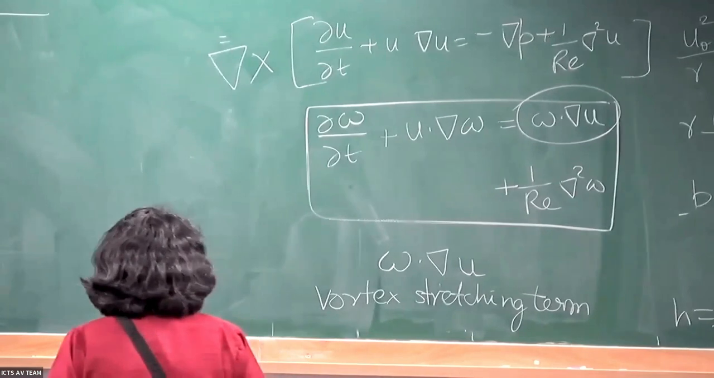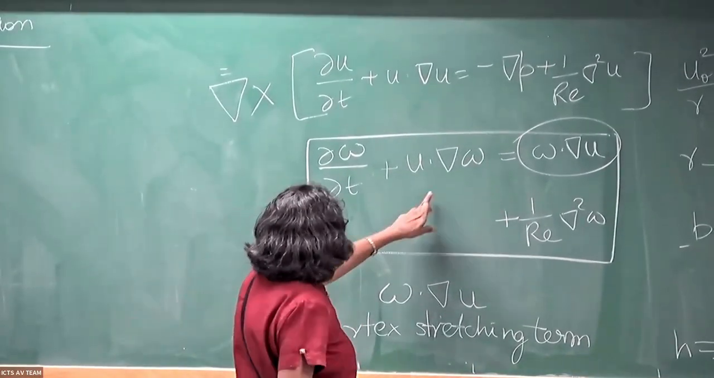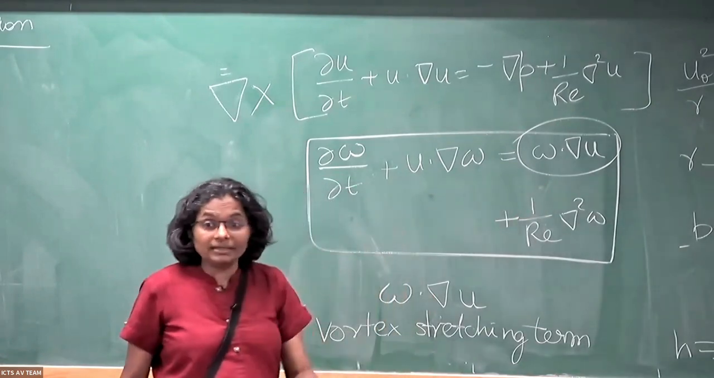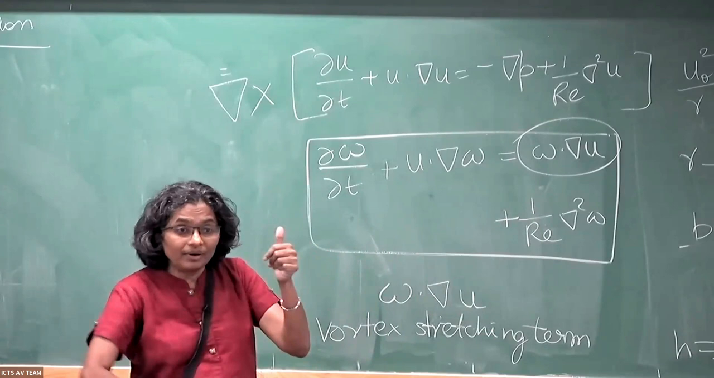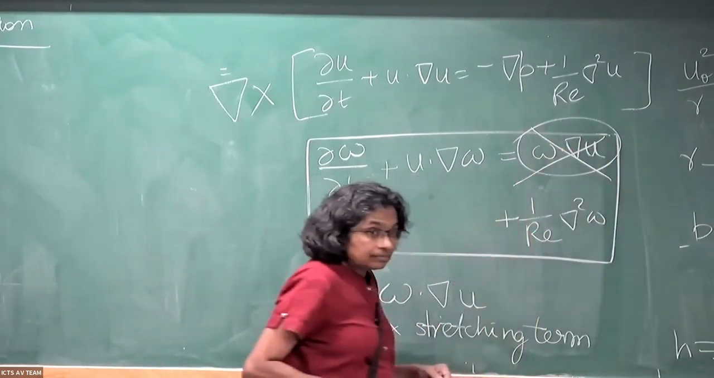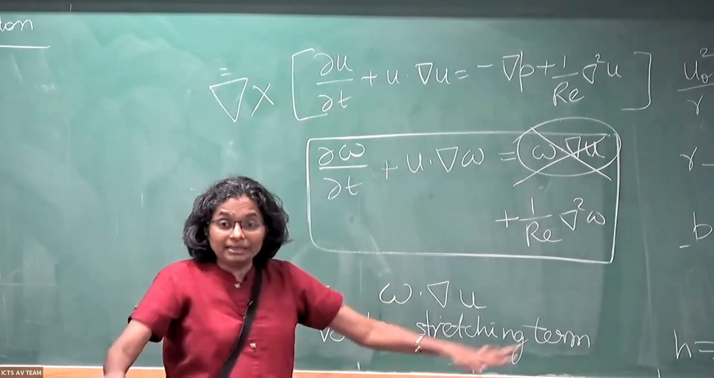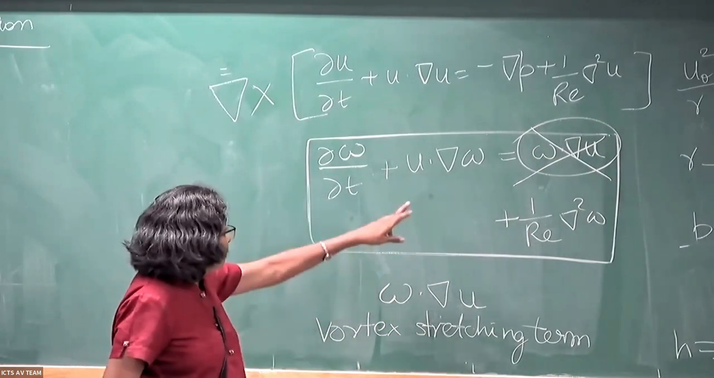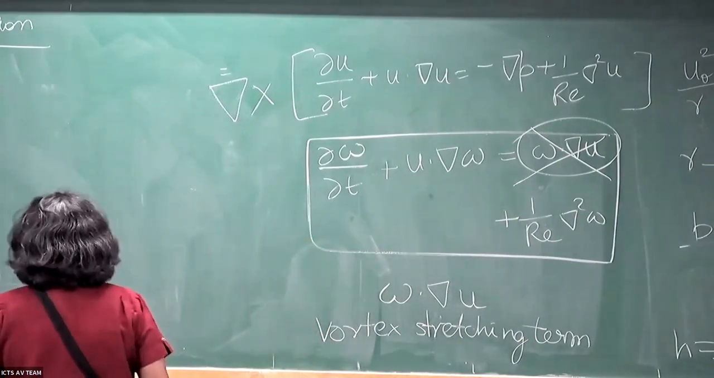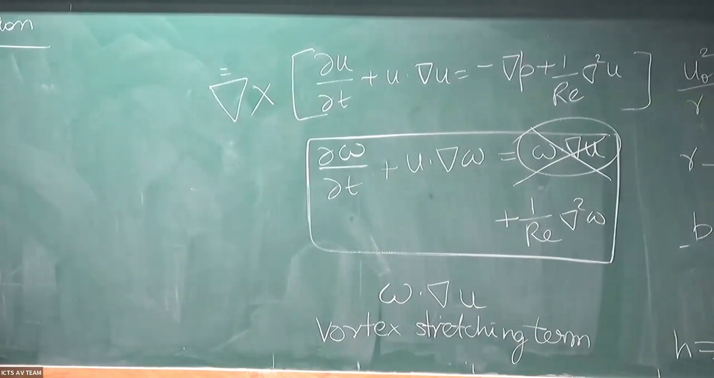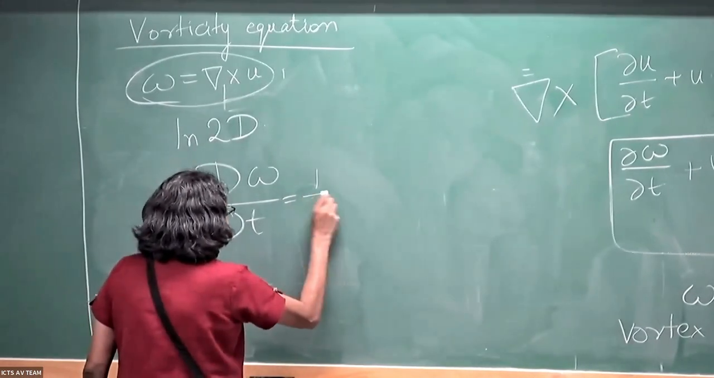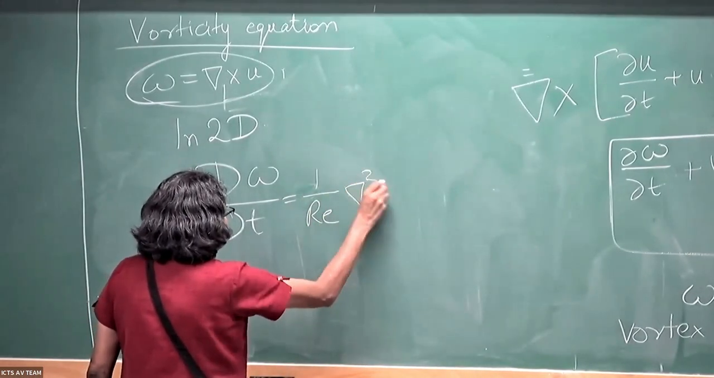Which one is zero? U dot grad omega may not be zero. Omega dot grad U will be zero, because omega is all in the z direction and grad u is all in the plane. So omega dot grad u is zero. Grad omega can be in the plane because it's a field, so this need not be zero. So that goes away in 2D. So we're left with this very simple equation: D omega by dt is equal to 1 by Reynolds del square omega.